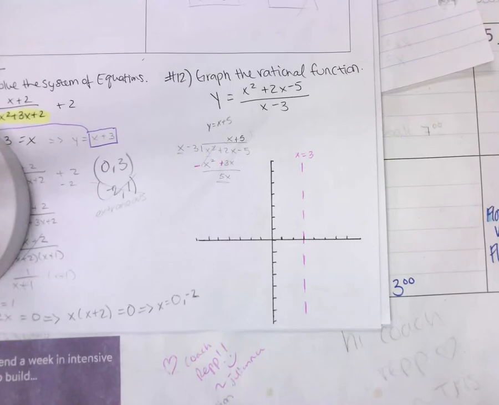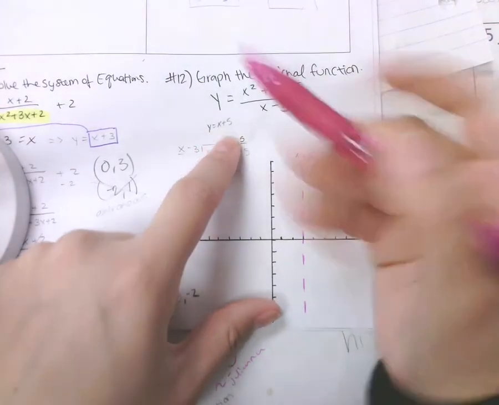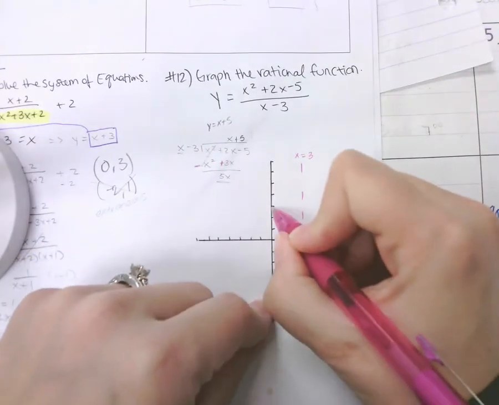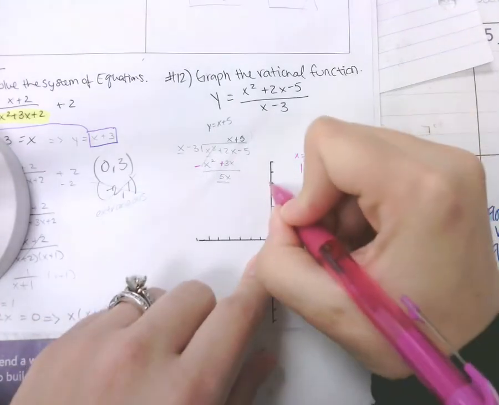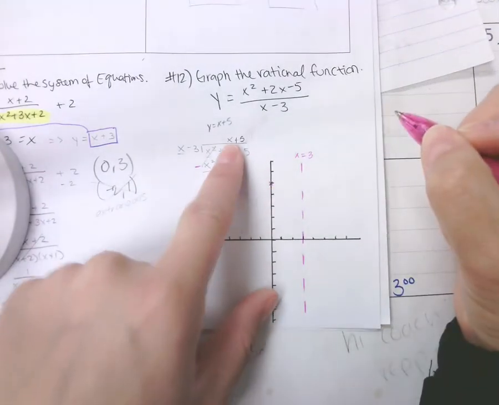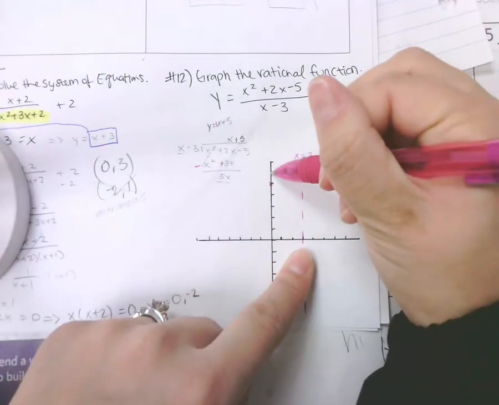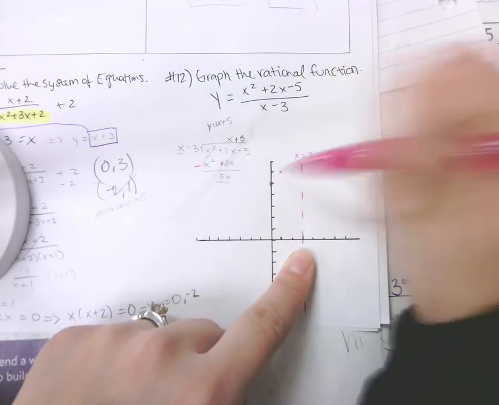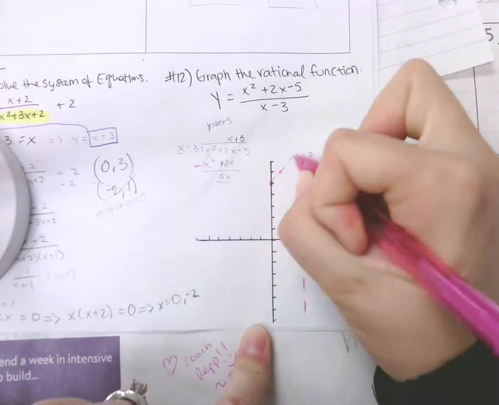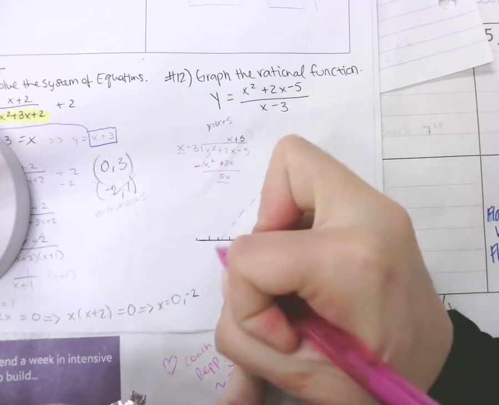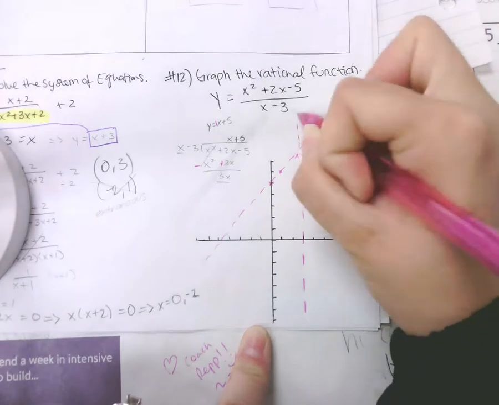To graph that, this is a line. It has a y-intercept of 5, and it has a slope of 1. So you're going to go up 1 over 1. And you're going to turn that not into a line, but into a dotted line to make your slant asymptote. There's definitely not enough room here. I hate my life.